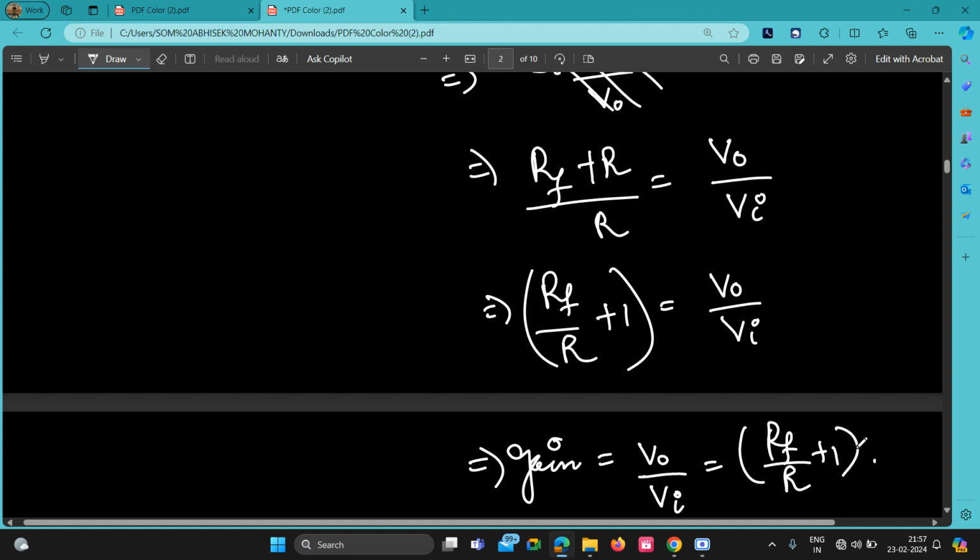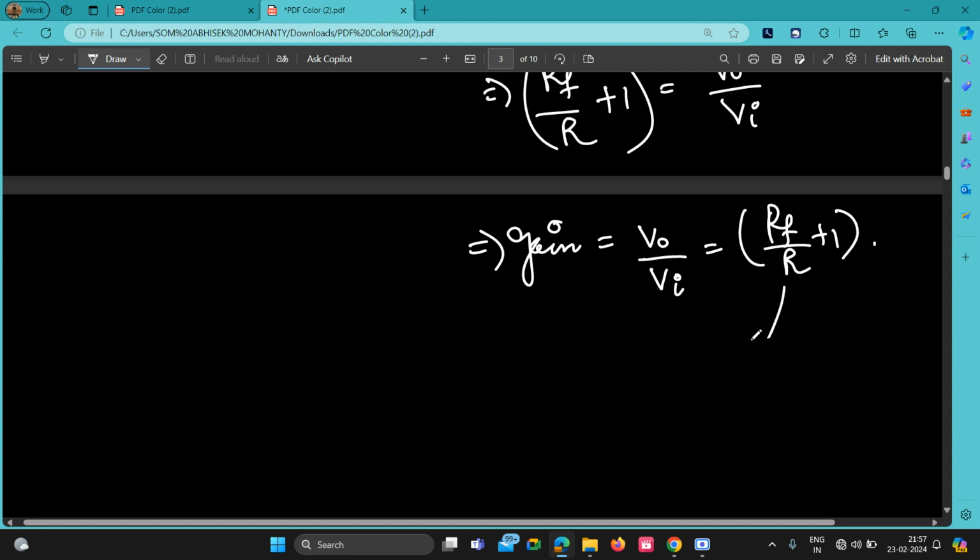So this is your gain in which op amp? This is your non-inverting op amp. Is it clear?